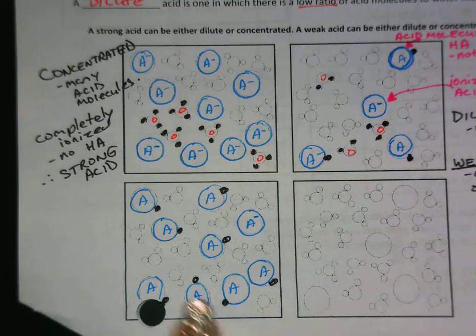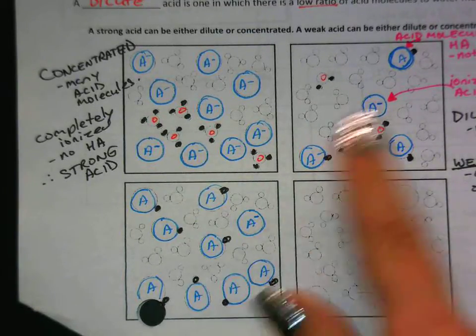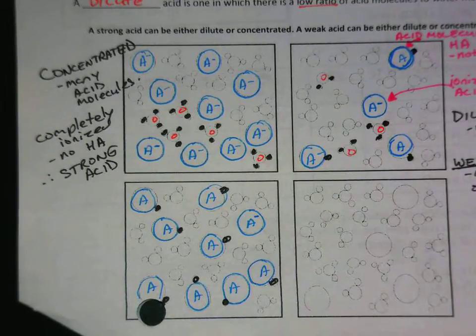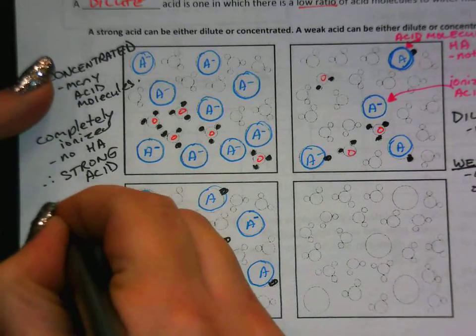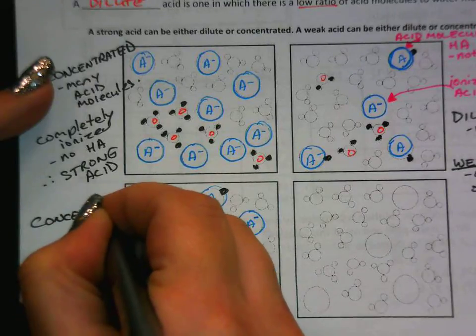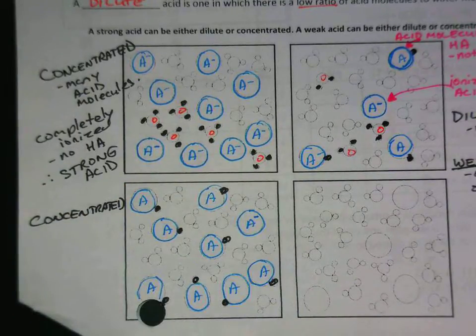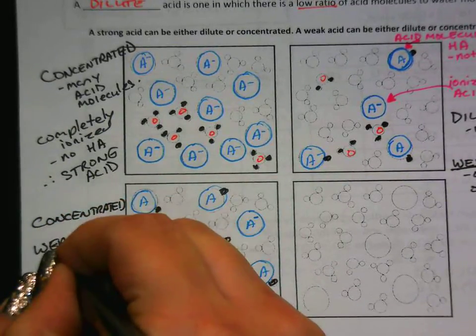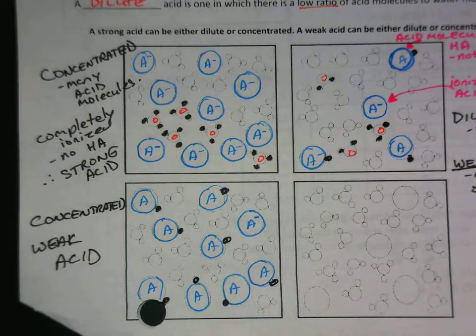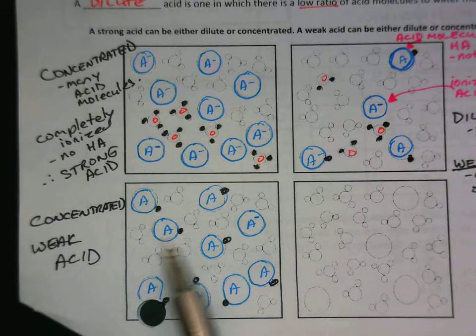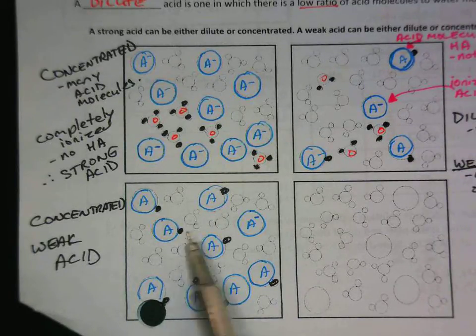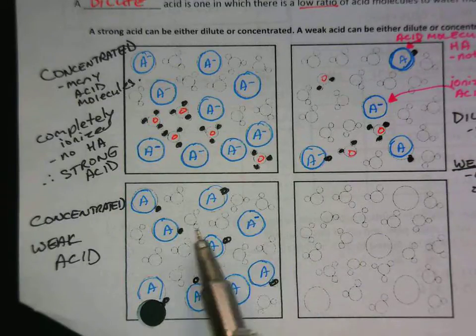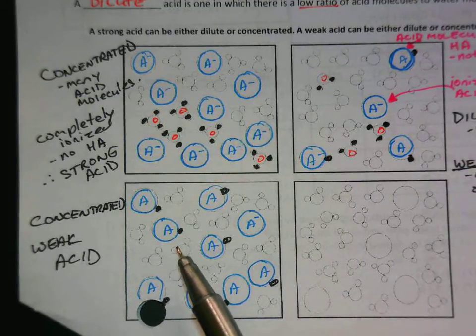So, we have many, many more acids compared to our first one. This is concentrated. But at the same time, it's a weak acid. It's concentrated because there are many acid molecules compared to water molecules. But it's a weak acid because the acid molecules can't seem to lose their hydrogens to solution, and as we talked about before, hydrogen in solution is what makes an acid an acid.